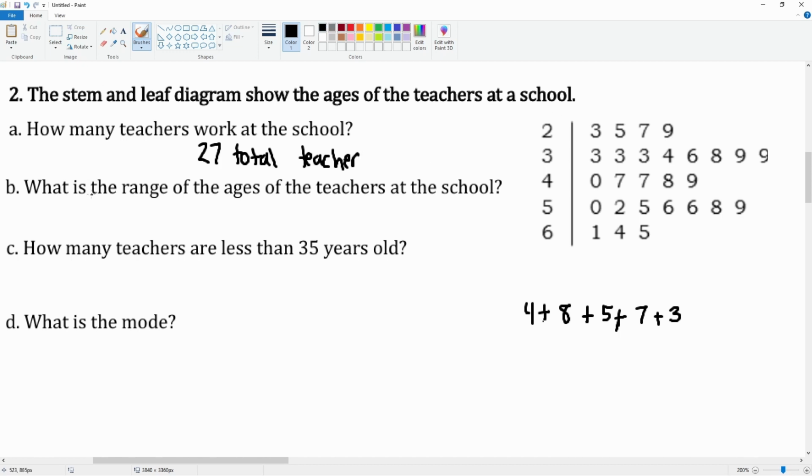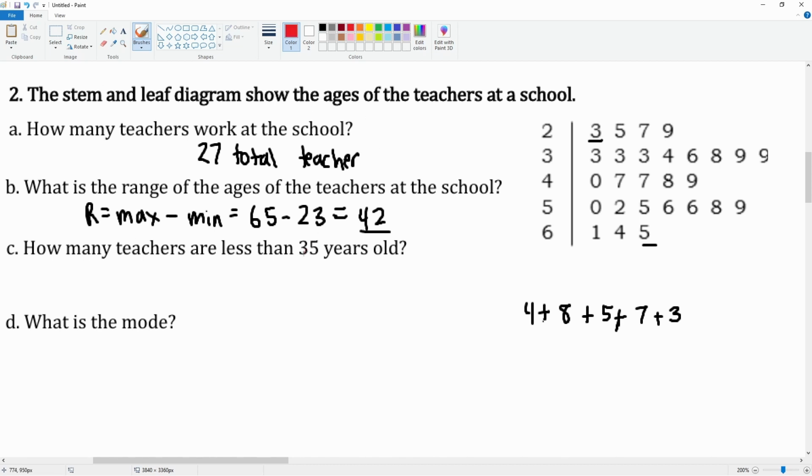What is the range? So the range is again the max minus the min. And in this case, the max is 65 right here, 65. And the min is 23. 65 minus 23. That is 42. That is the range. Okay, you can't do it the other way or you're going to end up with a negative number.